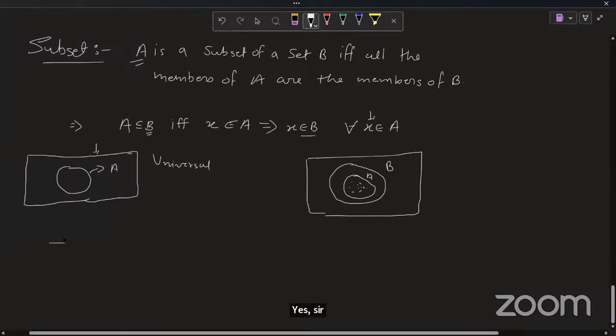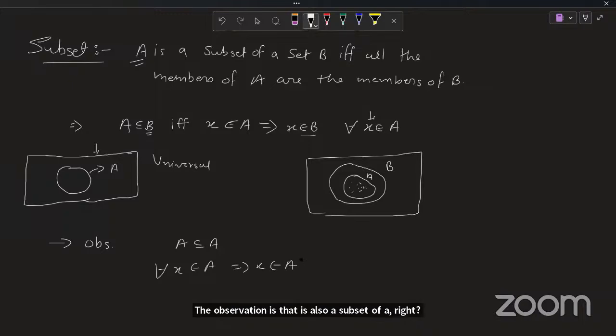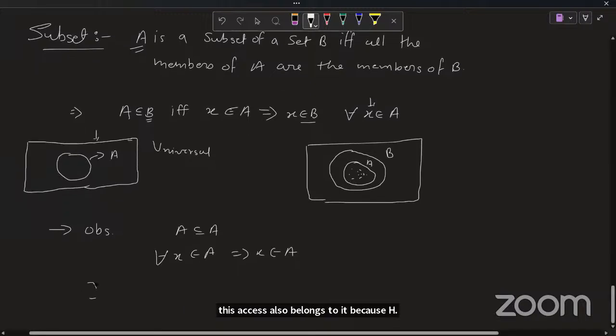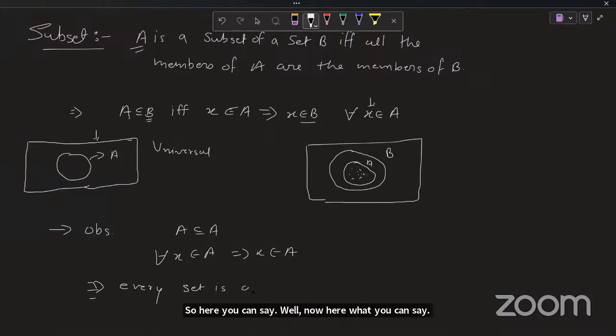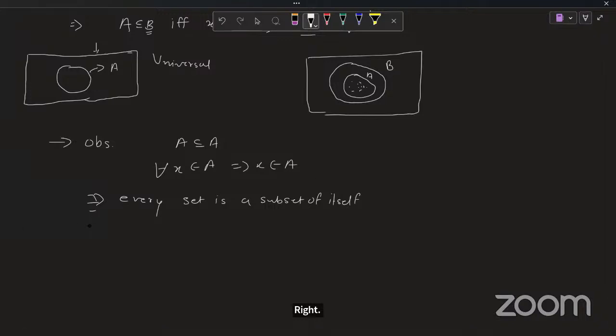Okay, then from here you can easily see that B is not a subset of A. That depends on B and it depends on A. So from here, what is our observation? The observation is that A is also a subset of A, right? Why? Because for all X belongs to A, this implies that this X also belongs to A, because A is the same. So here you can say every set is a subset of itself.